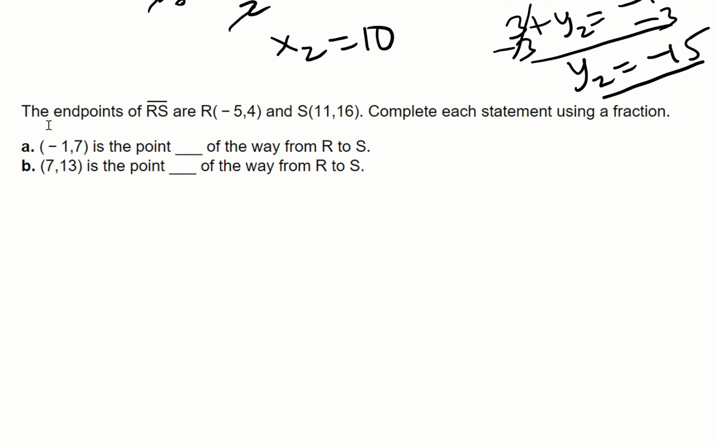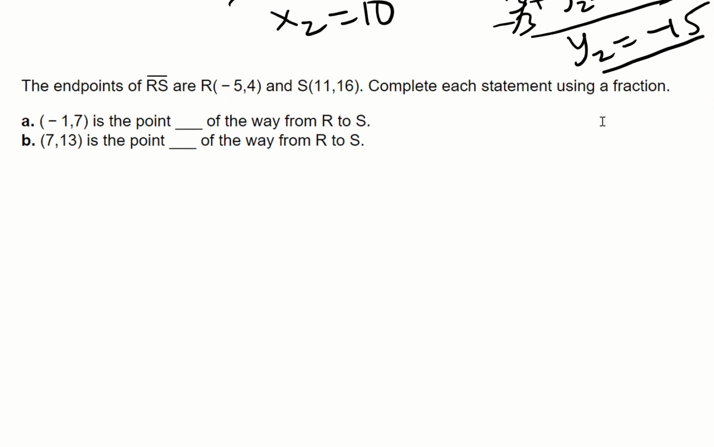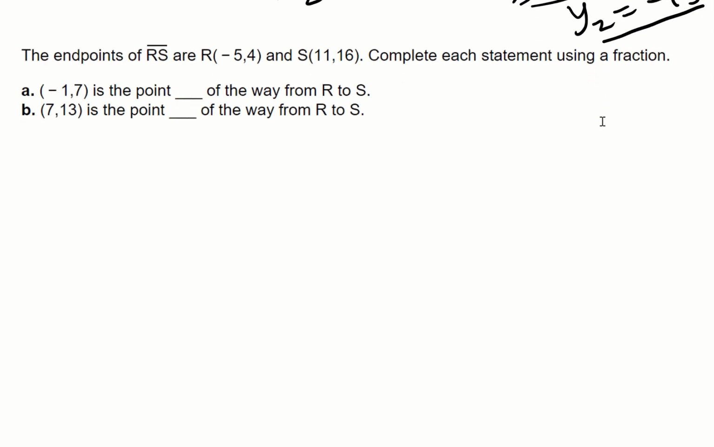So now let's look at another question. The endpoints of RS are -5, 4, and 11, 16. Complete each statement using a fraction. So for part A, -1, 7 is the point blank of the way from R to S. So they want a fraction here. Okay, so they want to figure out, is it 7/10 of the way? Is it 5/10 of the way? Is it 3/8 of the way? How far of the way is it from R to S?